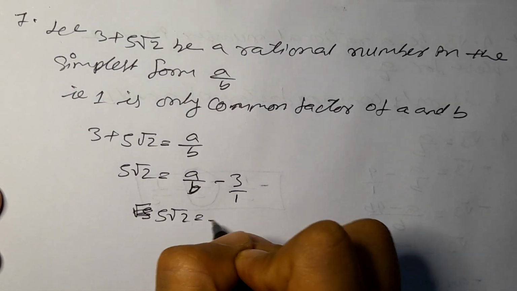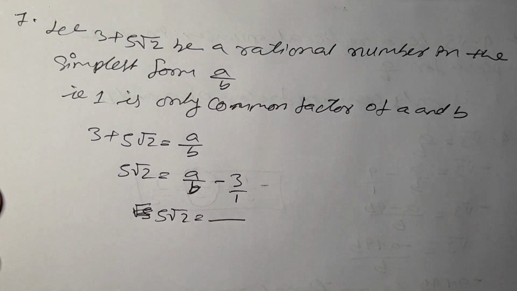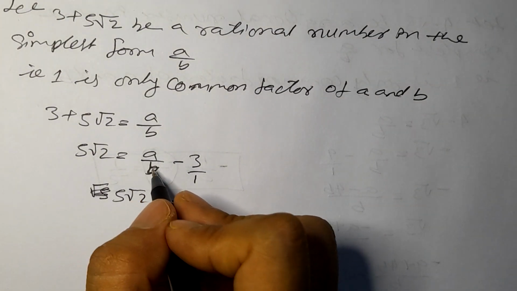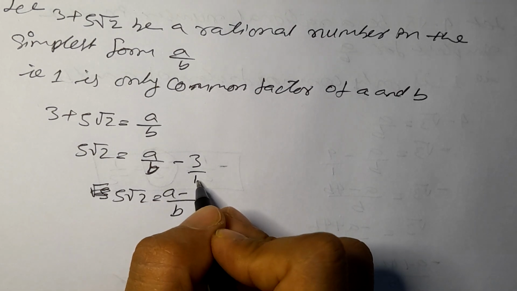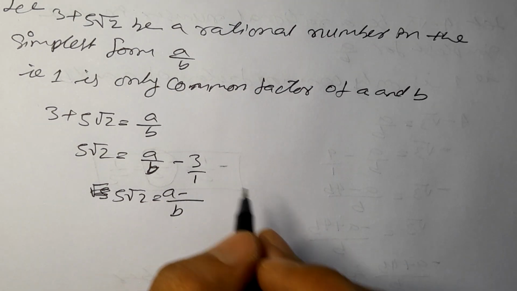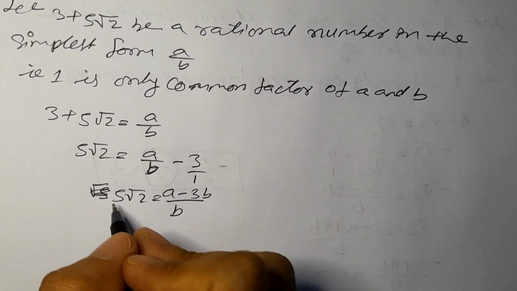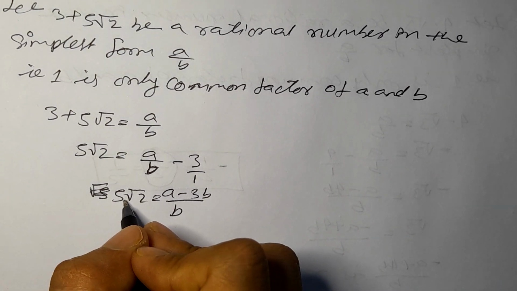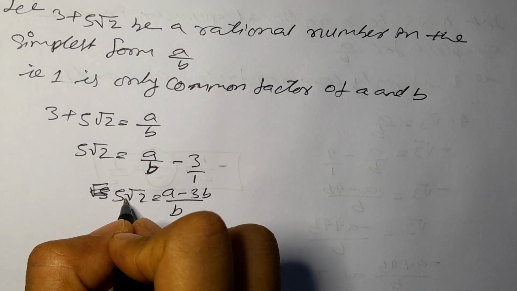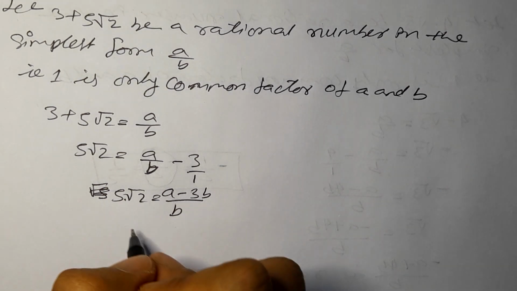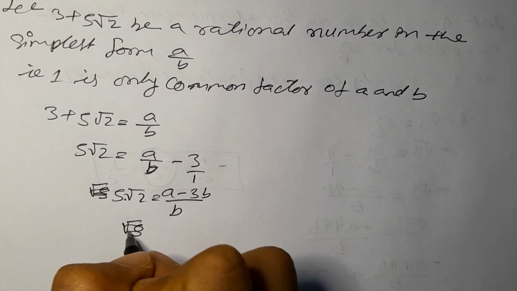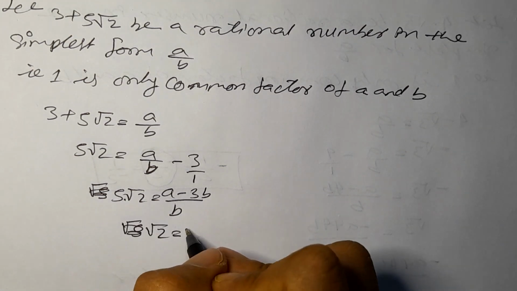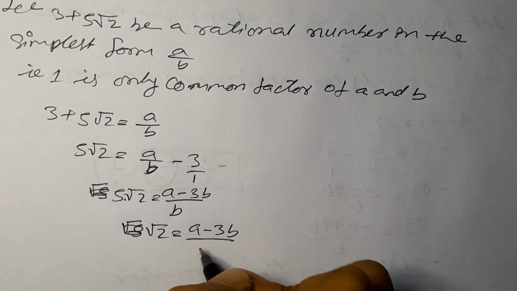So 5 root 2 is equal to, take the LCM, b. It will give a minus 3b. Now take the 5. Check the operation between the 5 and root 2: there is no other operation in the middle, so it is multiplication. So root 2 is equal to, since it is multiply, it will be divide, a minus 3b divided by 5b.